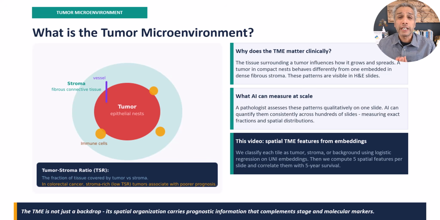The most studied spatial feature in this context is the tumor stroma ratio, or TSR. We'll talk a little bit more about this later on. It's the ratio of tumor-classified tiles to stroma-classified tiles. How many tiles are tumor classified? How many tiles are stroma classified? Multiple published studies in colorectal cancer show that stroma-rich tumors, low TSR, have worse 5-year survival. So low TSR, worse 5-year survival. We'll test whether we can recover this signal computationally, whether we can actually validate that.